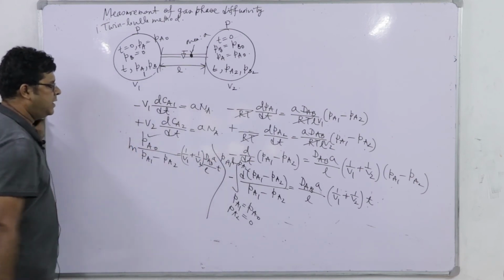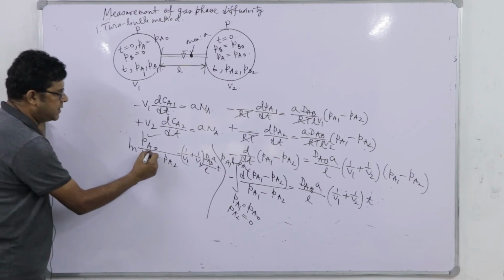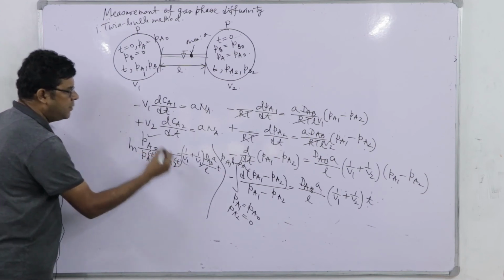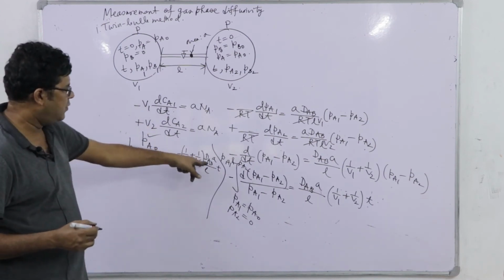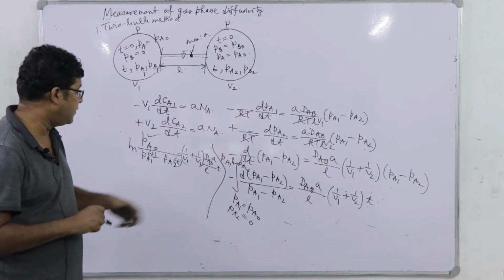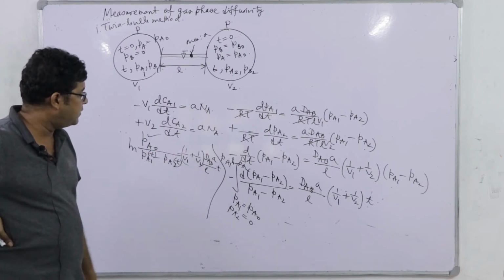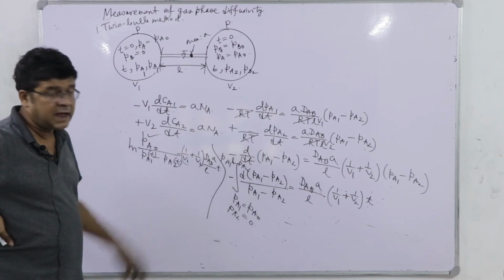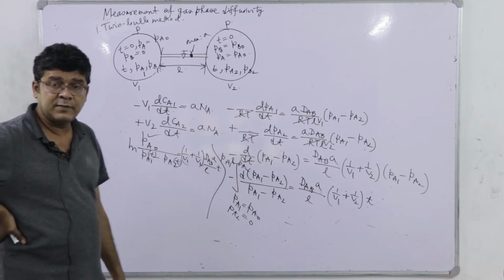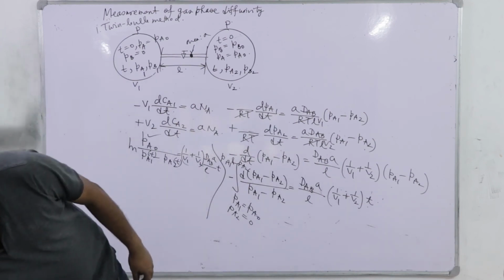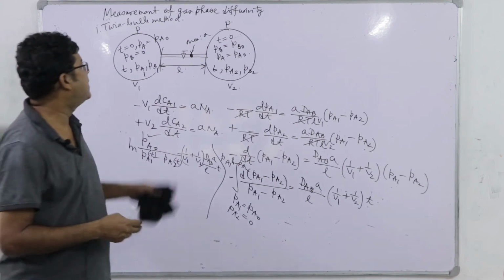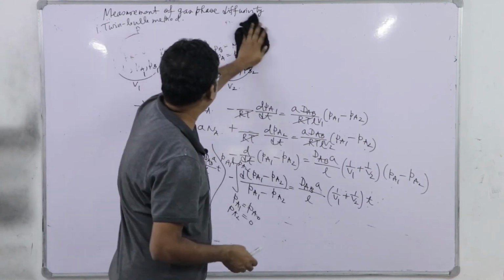So, you know this PA0 and finally, after time t you have measured PA1 and PA2. From there we can calculate the diffusivity, because the volume, the length, and the time at which we are closing the valve, that we all know, right. So, this is the twin bulb method for pure gaseous components.